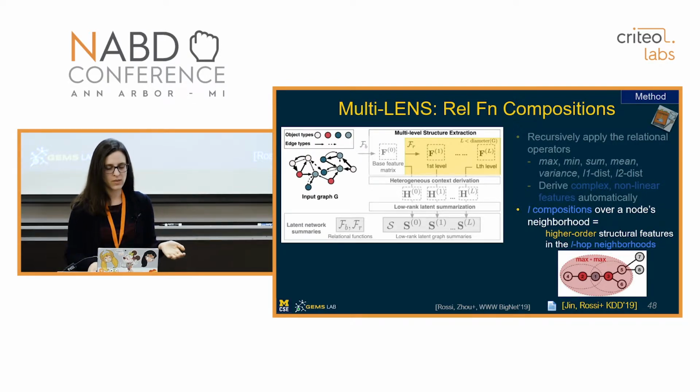Now, the way that you can think of it is that compositions over a node's neighborhood is equivalent to capturing higher order structural features in L-hop neighborhoods. Right? So if I compose max twice, it's almost like I'm operating on the two-hop neighborhood.